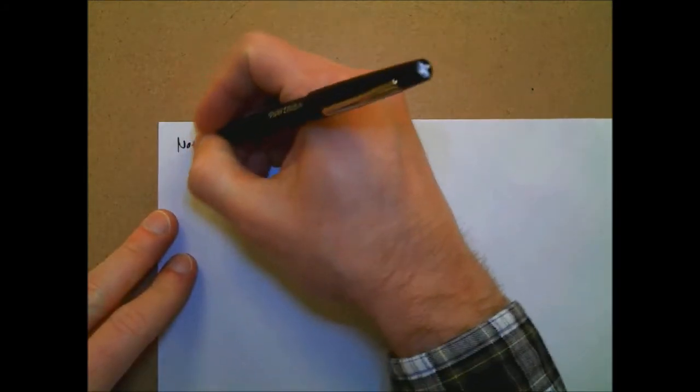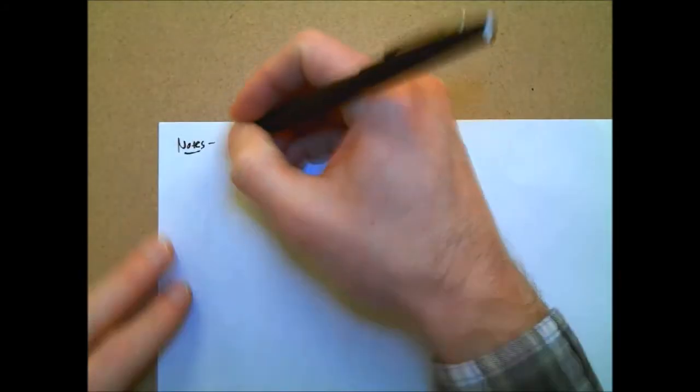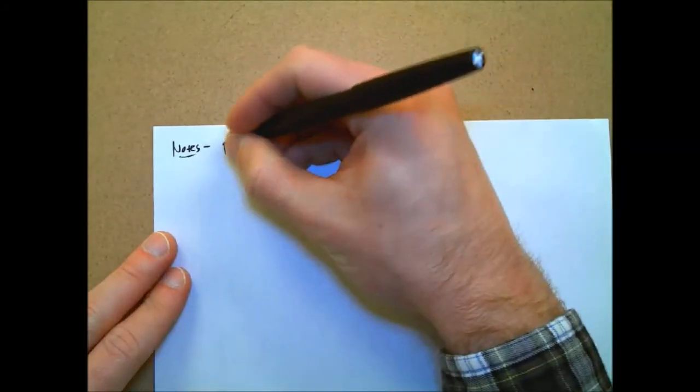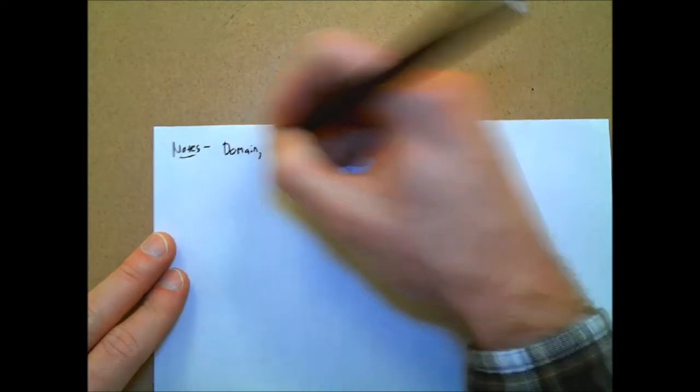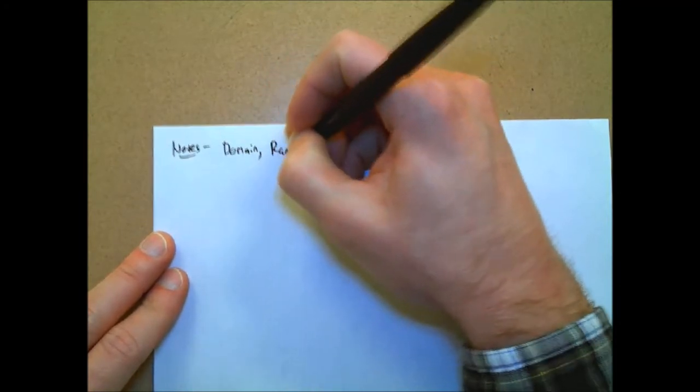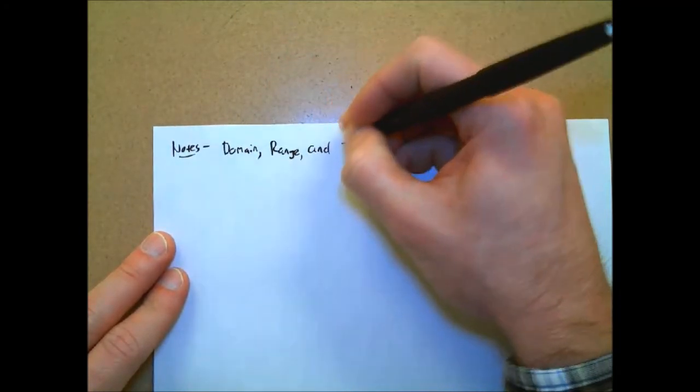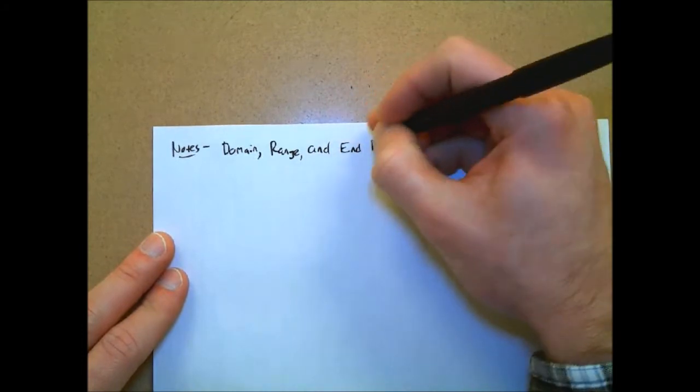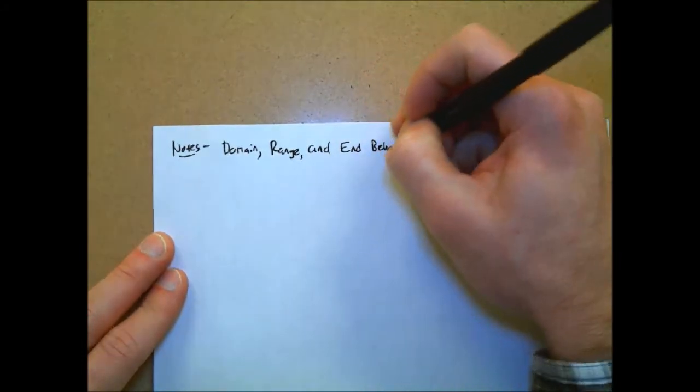Like I said, piece of paper out here. Get into what we're going to do today. The major things we're going to discuss are going to be domain, range, and end behavior of functions.